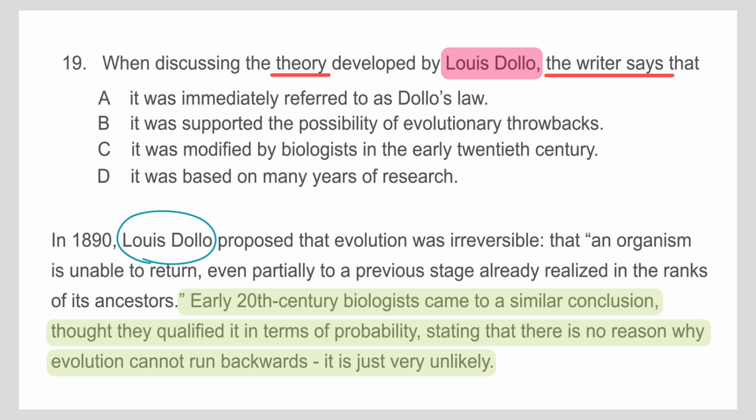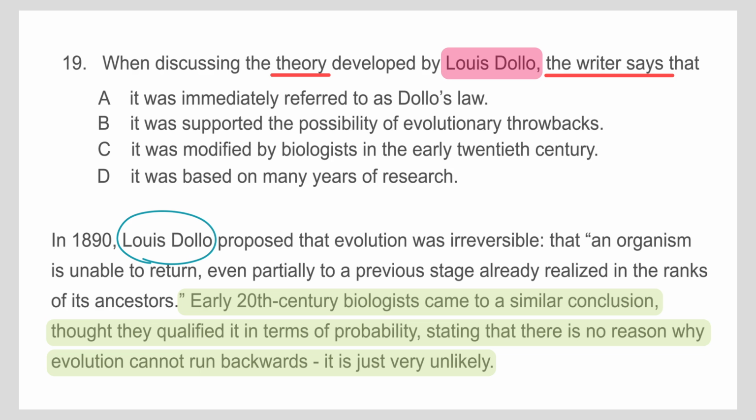Now, it's time to read our choices. A, it was immediately referred to as Dollo's law. B, it supported the possibility of evolutionary throwbacks. C, it was modified by biologists in the early 20th century. D, it was based on many years of research.